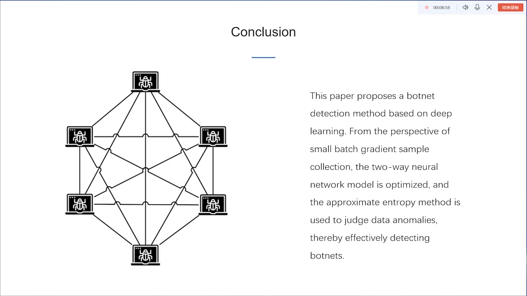The ability to detect unknown botnets can effectively solve the problem of accurate identification of botnets by Internet service providers, improve the quality of service security, and enhance the core competitiveness of enterprises.